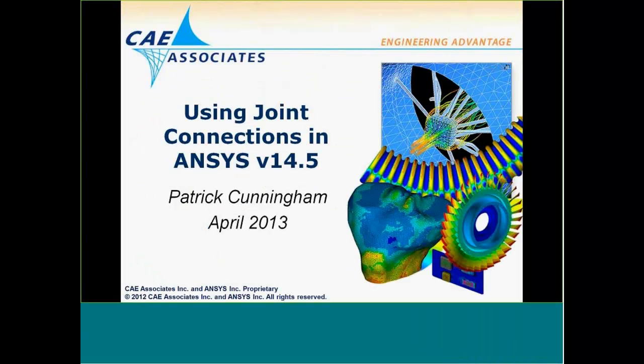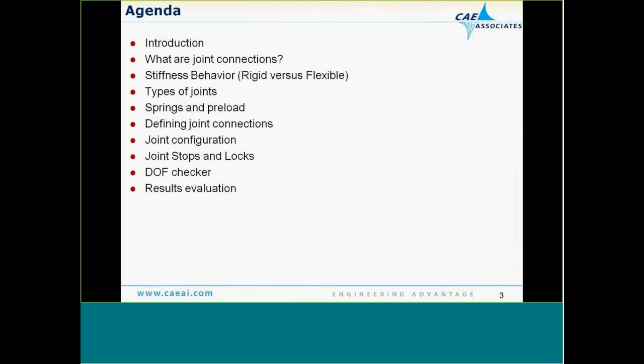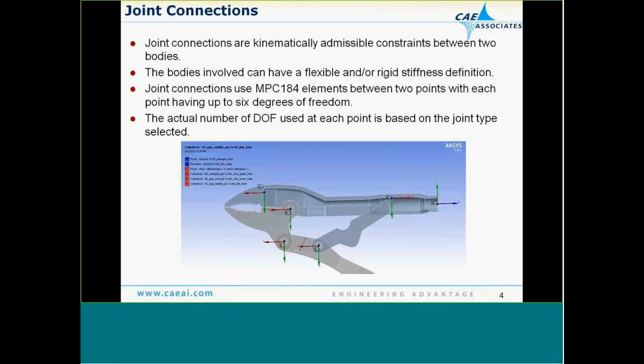Welcome to our e-learning series on joint connections. Today we'll be talking about joint connections. In addition to that, we'll also spend a little time discussing stiffness behavior of bodies in Mechanical and how that pertains to certain boundary conditions. And then we'll take you through the range of joints that are available, some advantages to using spring-type joints, and show you how easy it is to set up and run a lot of these problems. So rather than going bullet by bullet here, we can jump right into the presentation.